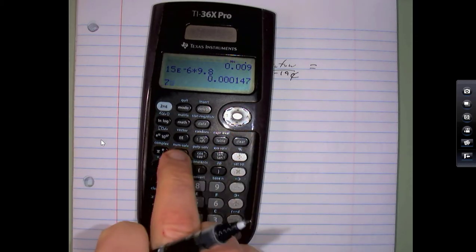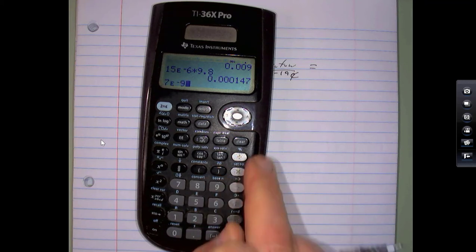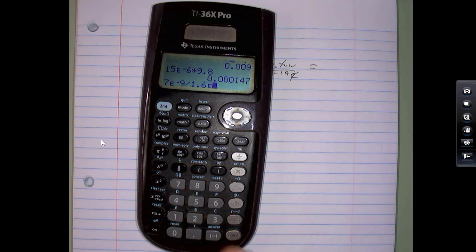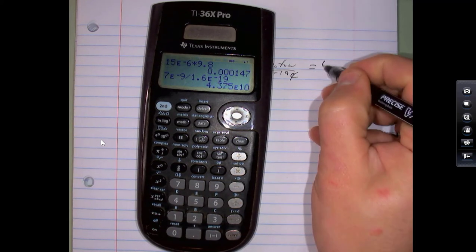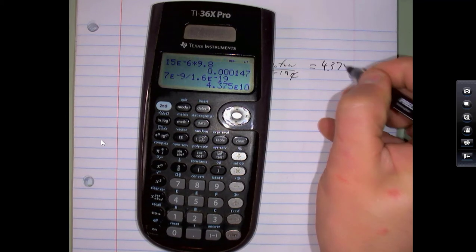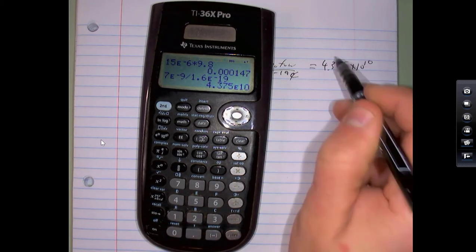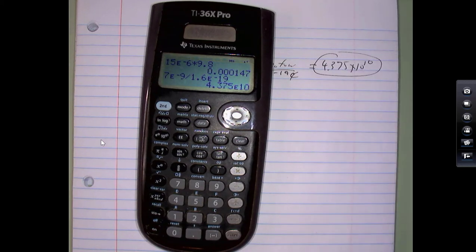So I can do 7 EE minus 9th divided by 1.6 EE on my calculator minus 19th. So something like 4.375 times 10 to the 10th charge carriers. So like 44 billion or so. Okay, let's put that in Mastering Physics and see what it looks like.